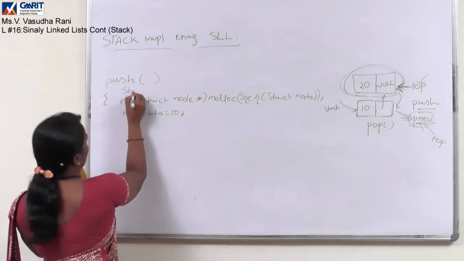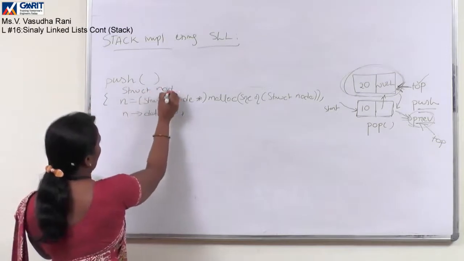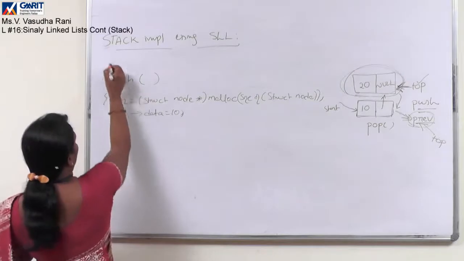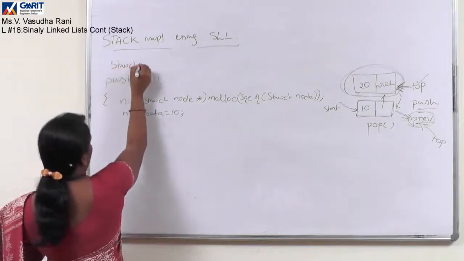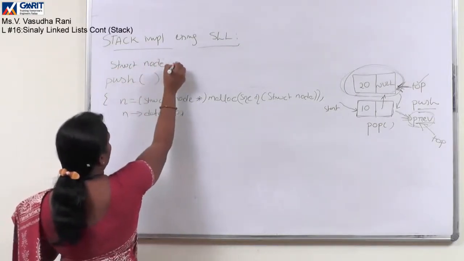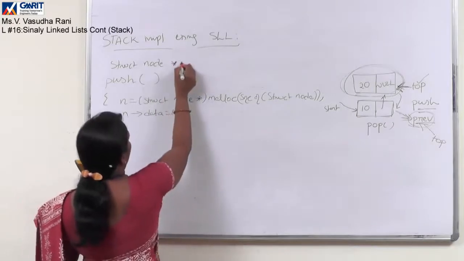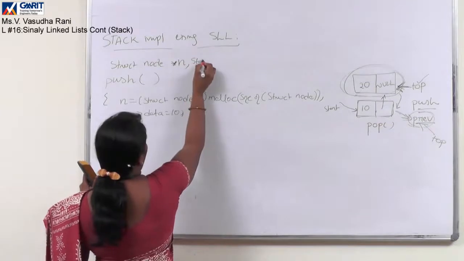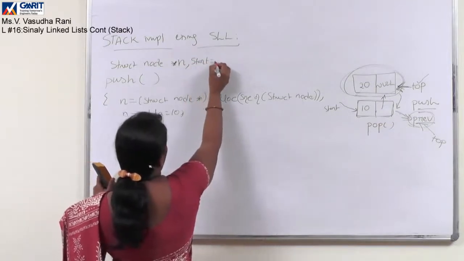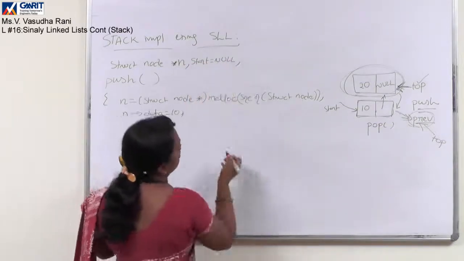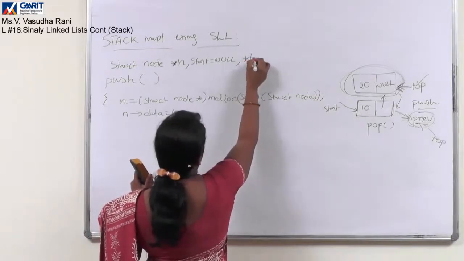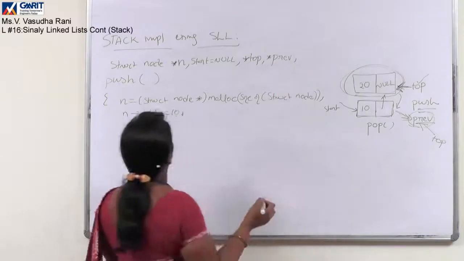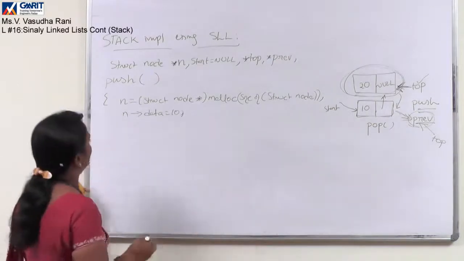And what other nodes do we have to declare? It is struct node, and they should be declared as global only. So struct node star n is 1, and our start is 1, and our top pointer and our previous pointer we have to declare like this.